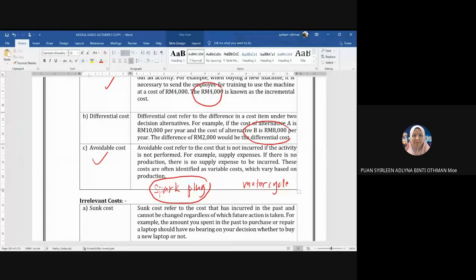So your cost will split into two. I will need to decide: if I buy the spark plug and fit it into my motor, how much will I bear to produce the motorcycle? But if I make the spark plug on my own and then fit it into my motorcycle, how much additional cost do I need to bear? So it's either you buy or you make, and one of these decisions is avoidable. Avoidable means we can avoid it.